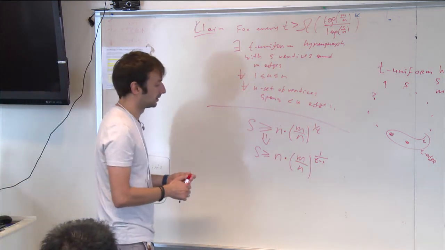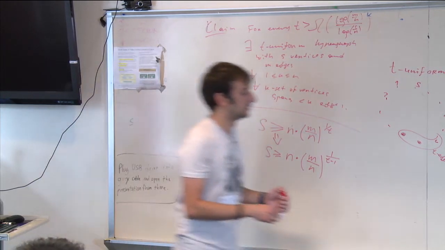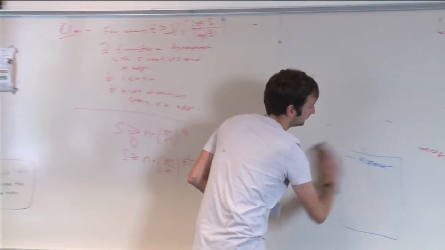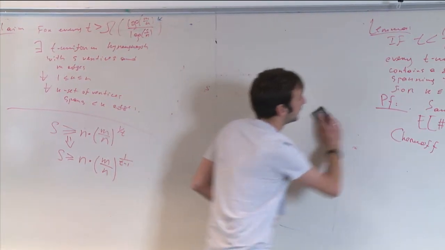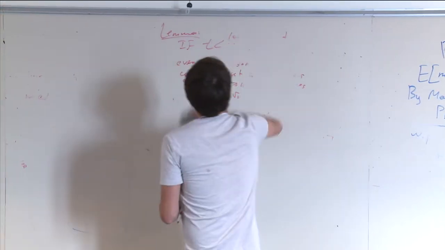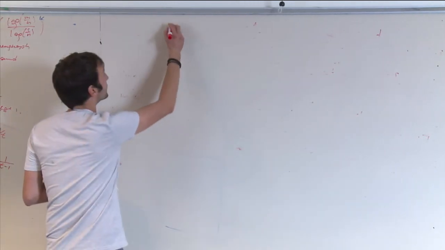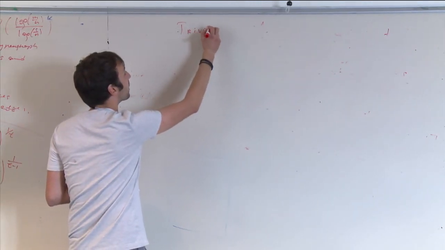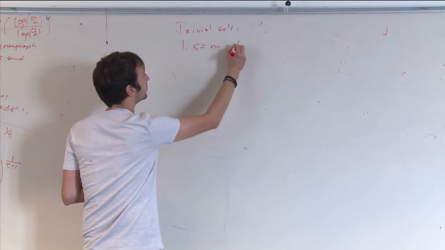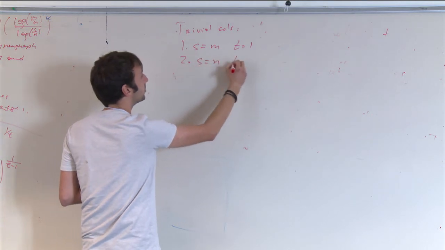Why could we care about this improvement? For example, for the following reason. So recall that every data structure problem has two trivial solutions. One is s equals m, t equals 1, and another one is s equals n, t equals n.